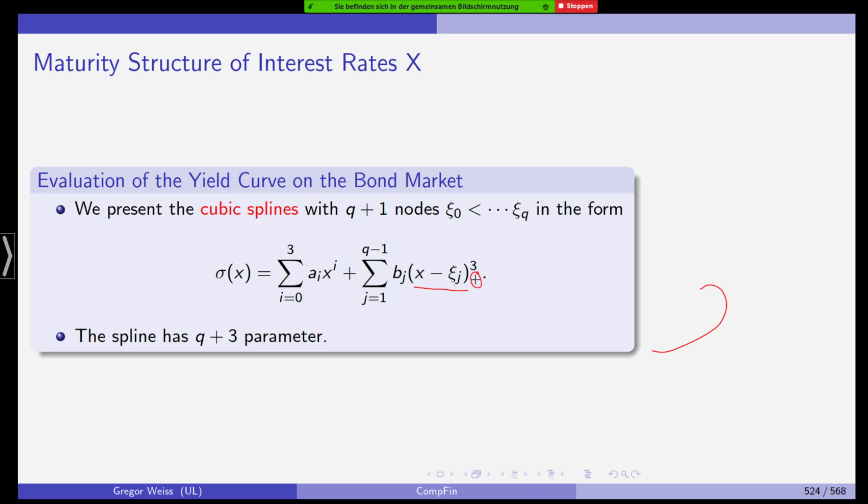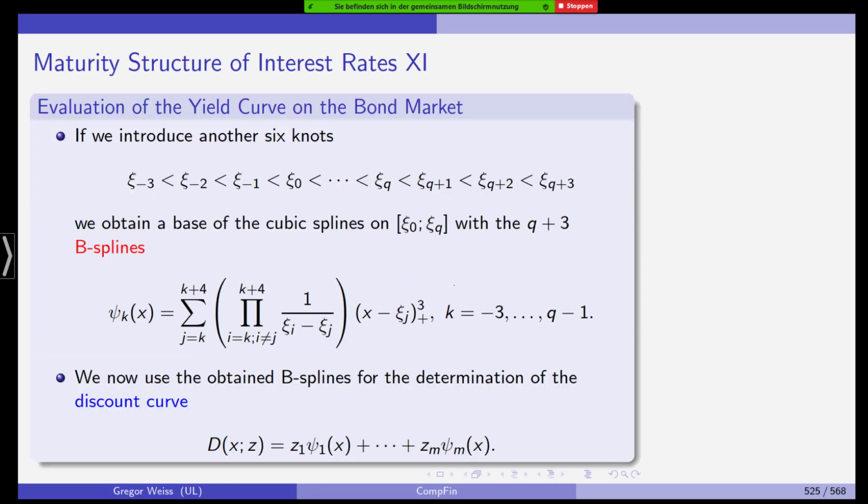The spline has q plus 3 parameters, and we now introduce 6 additional knots, which is psi minus 3, psi minus 2, psi minus 1, psi 0, up until psi q, and then on the right side, 3 additional knots. We obtain a base of the cubic splines. I forgot to mention this. Cubic splines, again, are a vector space. Thus, all splines can be represented using a base. And in this case, a base is given by the so-called B-splines.